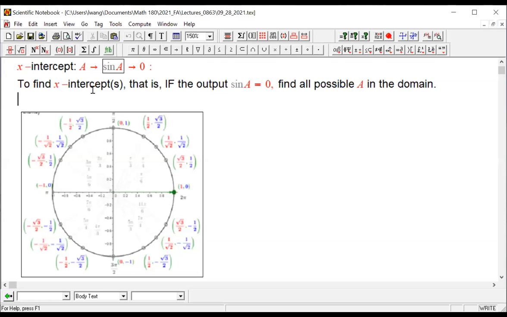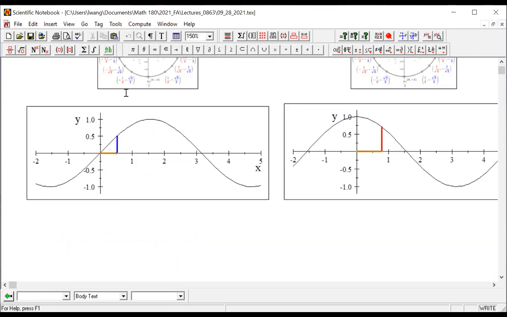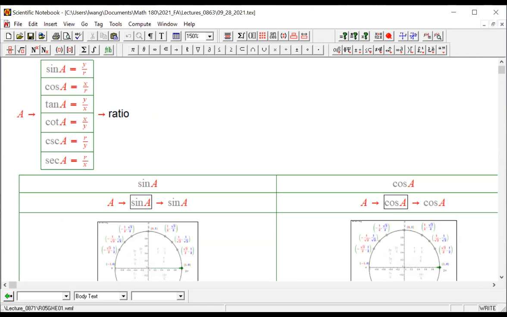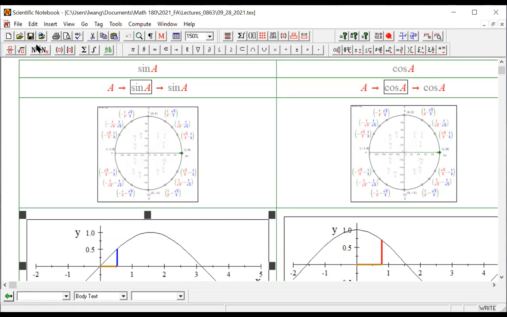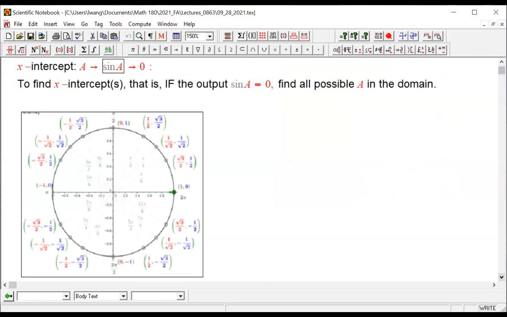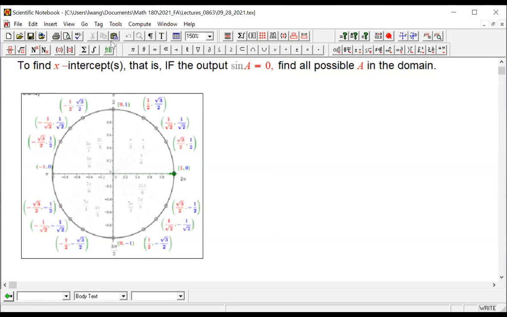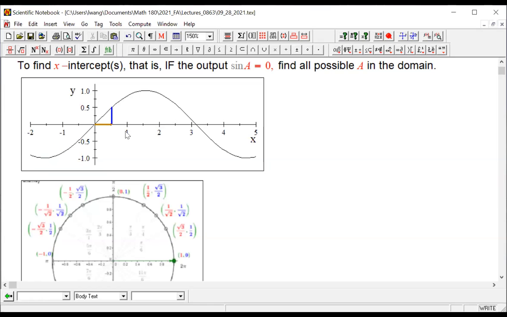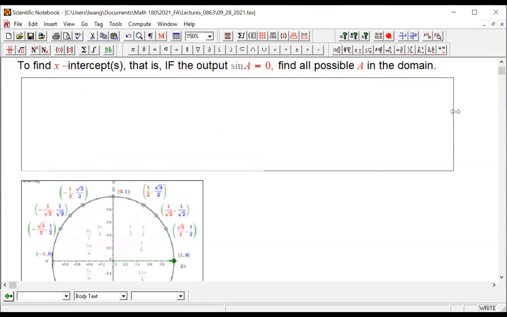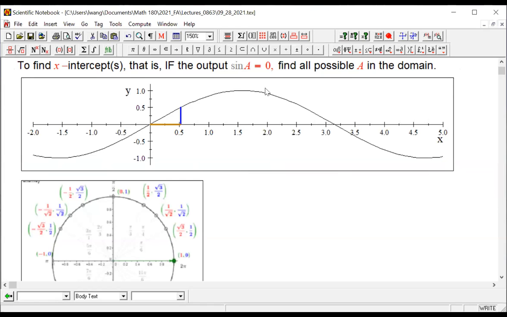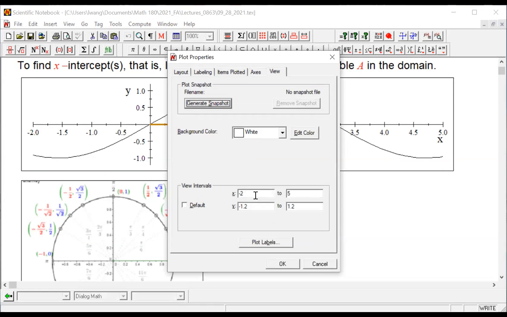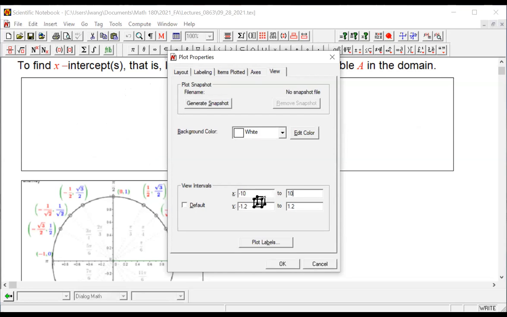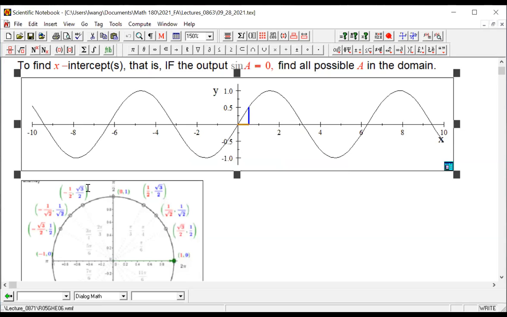There are two ways to do this. One way is to take the curve. Recall, how did we find those x-intercepts before? How did we find x-intercepts before for the other functions? Right? So suppose we know that sine is a periodic function, so we can show more pieces, right? Negative 10 to positive 10, for example.